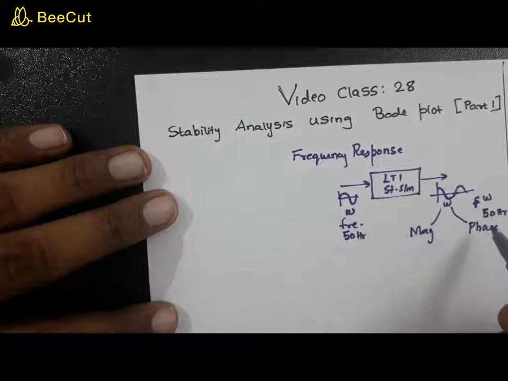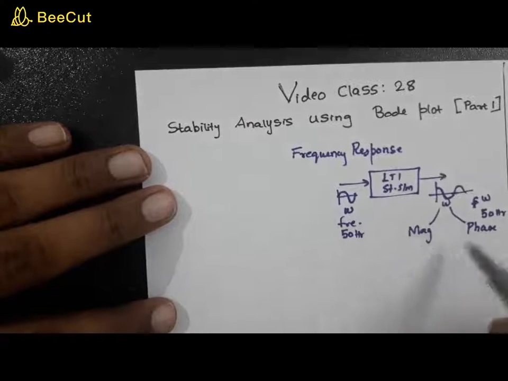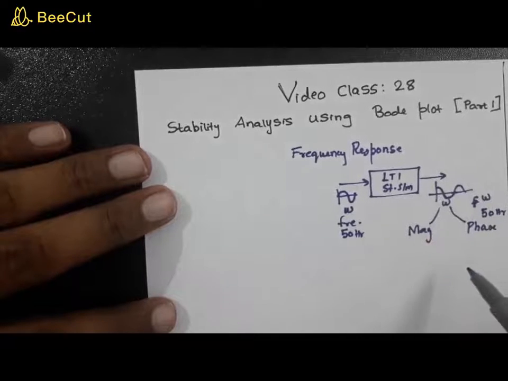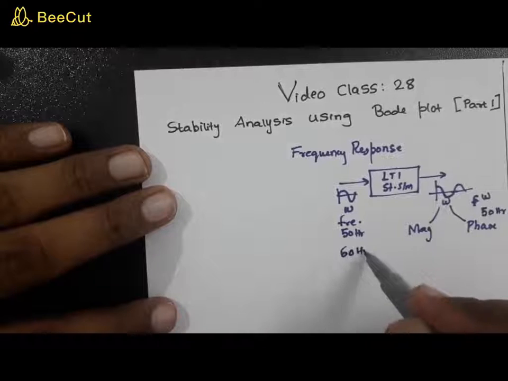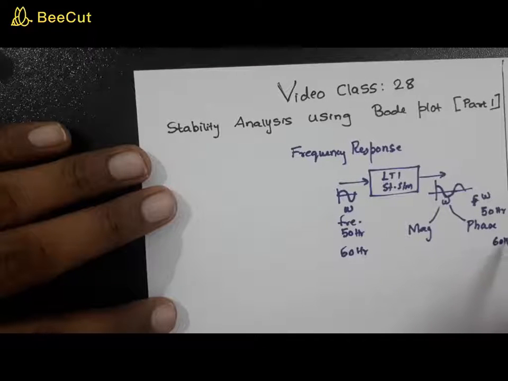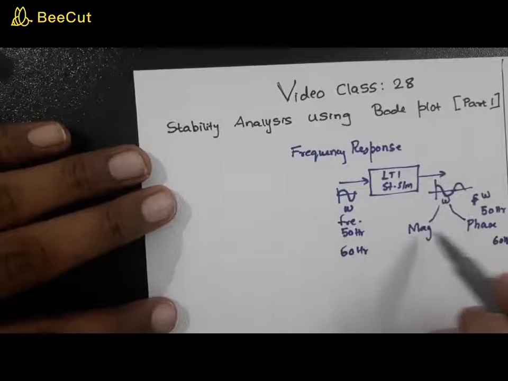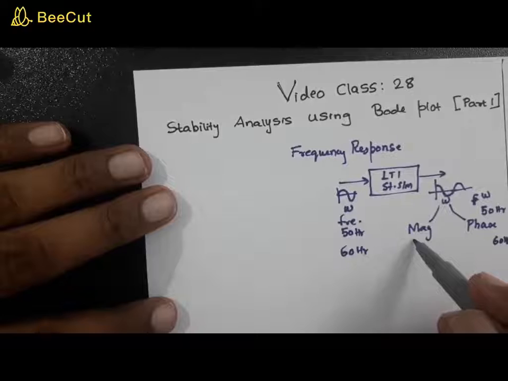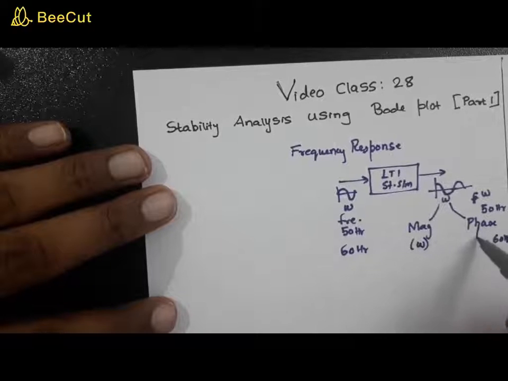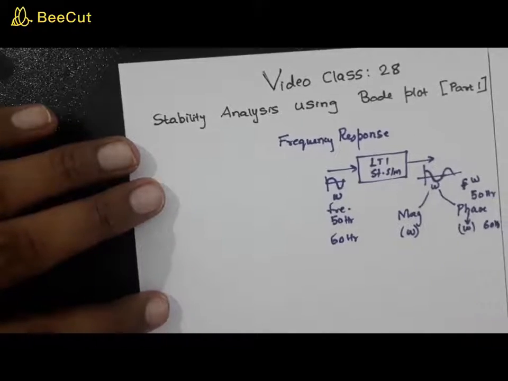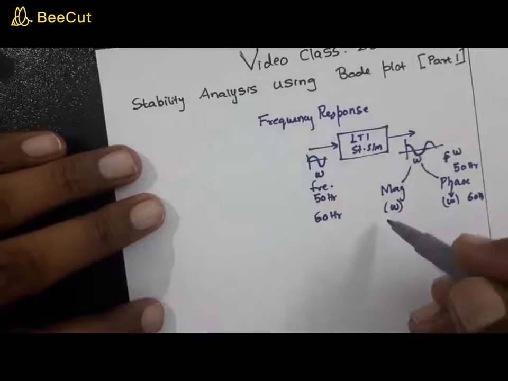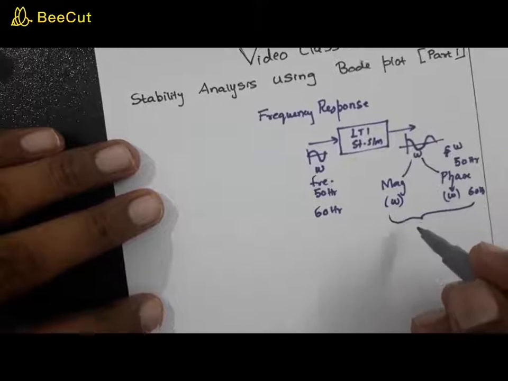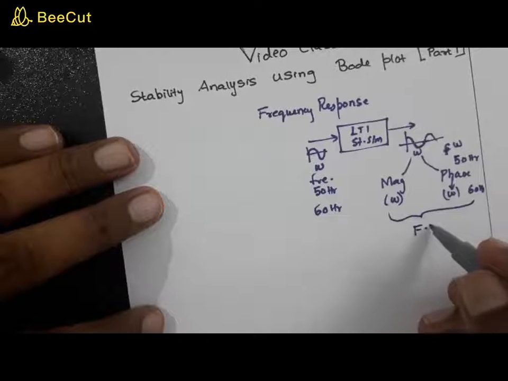You won't get the same magnitude and phase, and that depends on the characteristics of the LTI system. Similarly, if you have a 60 hertz frequency, the output will be 60 hertz but will differ in magnitude and phase. So the magnitude and phase vary according to omega. The combination of this magnitude and phase response is what is called the frequency response.